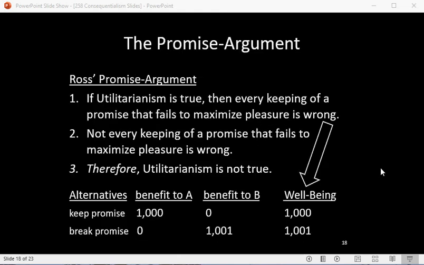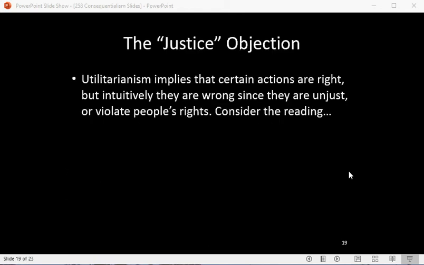So long story short, Ross thinks that there's another reason that you should take into account when you're deciding what to do. The reason is, have I promised to do one thing over another? I'm going to finish up with another objection, which is an important objection to utilitarianism and also the more general consequentialism. So here's a nutshell preview of it. Utilitarianism implies that certain actions are morally right, but intuitively they're wrong, since they're unjust, or we might say unfair, or they violate people's rights.